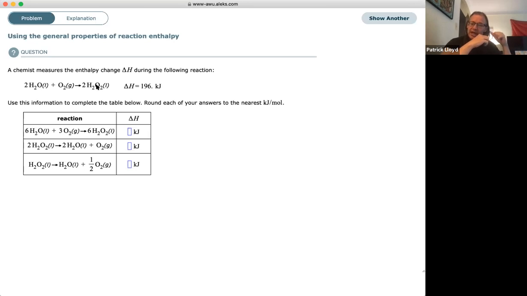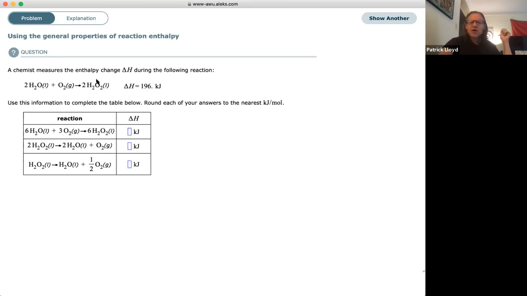So, energy goes in or it goes out. If it's coming in, it's positive. If it's going out, it's negative. So if this is positive over here, reversing the equation just makes it negative. That's all it does. The second change you can make is you can multiply these coefficients by some number.